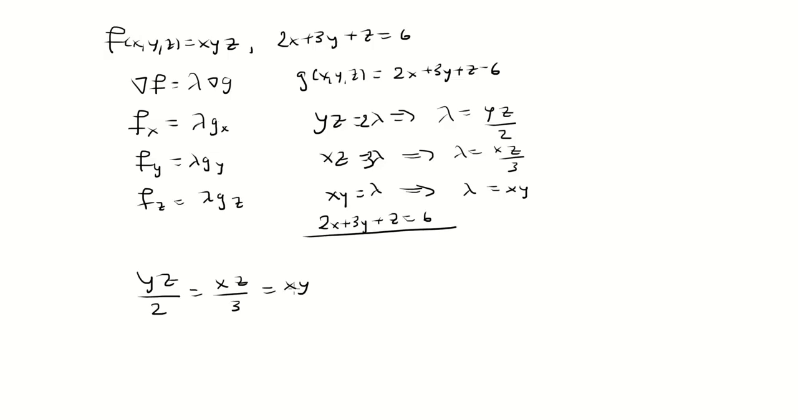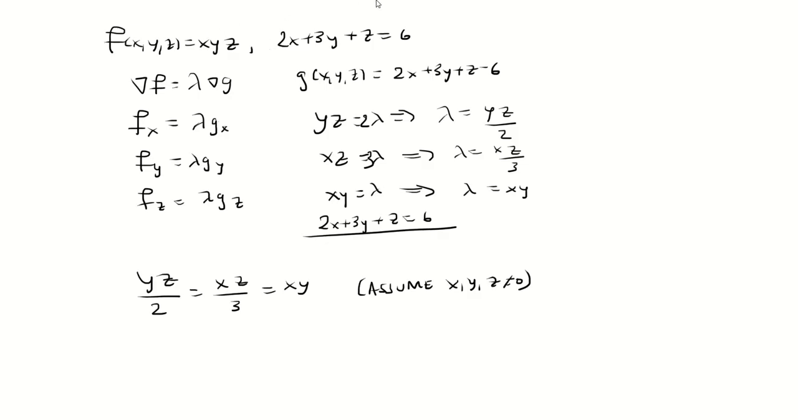Okay, so let's look at the first two. yz over 2 equals xz over 3. I can cancel out the z because I'm assuming here that z is not 0. Actually, I'm going to assume x, y, and z are not 0. The reason is that if x, y, and z are 0, this whole thing becomes 0. That's not going to be the maximum or the minimum. The maximum is going to be greater than 0. Like I could put x, y, and z to be 1, 1, 1, and that's going to be bigger than if we were to put 0.